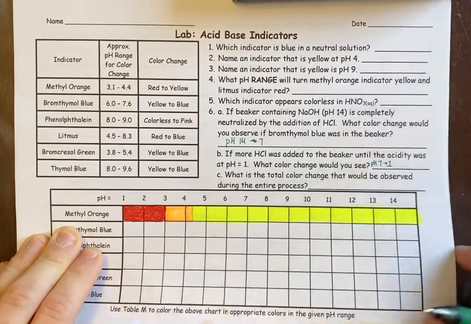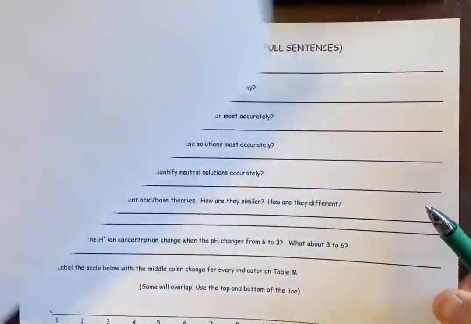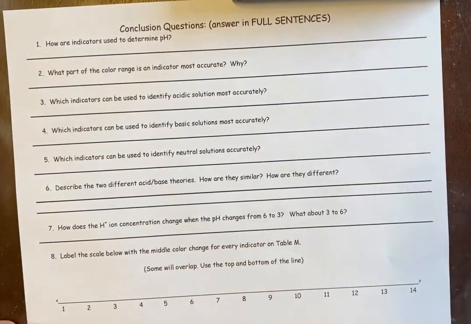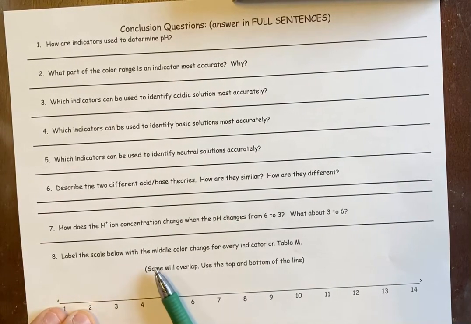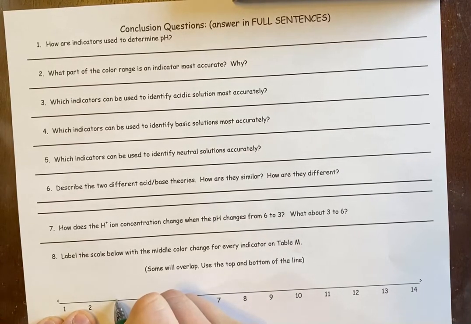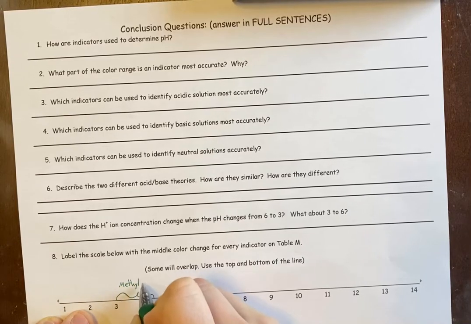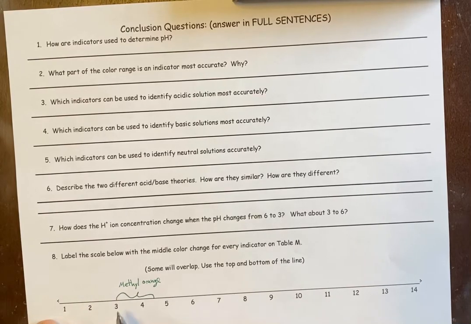So when I get to the next page of this lab, I'm going to say, go to question 8. It says, label the scale below with the middle color change for every indicator on table M. Some will overlap. You can use the top and bottom of the line. So 3.1 to 4.4, this is when methyl orange is the most useful, because it's its most narrow color change. So I'm just going to put, I don't care how you did it, I just put a little indicator here saying that this range for methyl orange is the most useful.